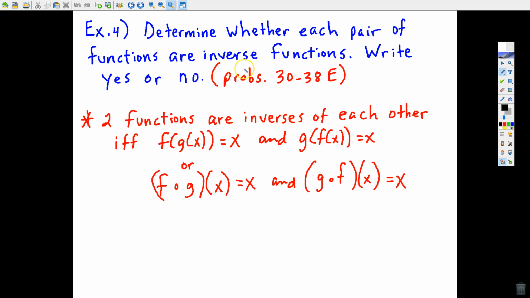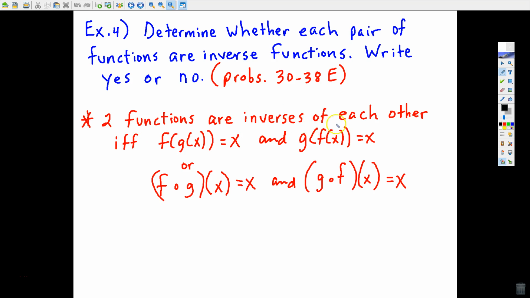So your instructions are given here for 30 to 38 even, and what we're trying to do, and this is an important concept that you're going to use again when you go to pre-calculus or algebra 3 later on. How do we determine whether or not a pair of functions are inverse functions? Or if you look at my statement here that I put a little asterisk by, how do we know when two functions are inverses of each other? Well, this statement tells you how we can find that out.